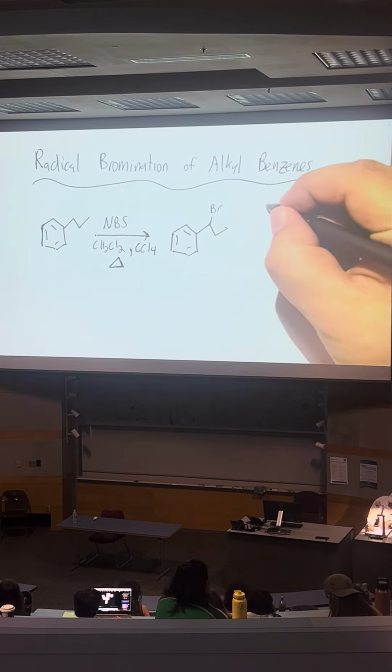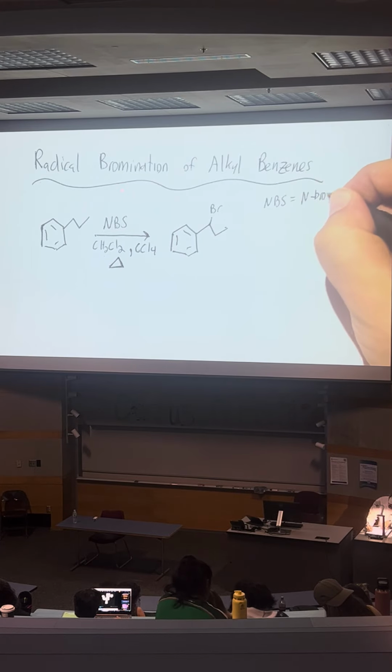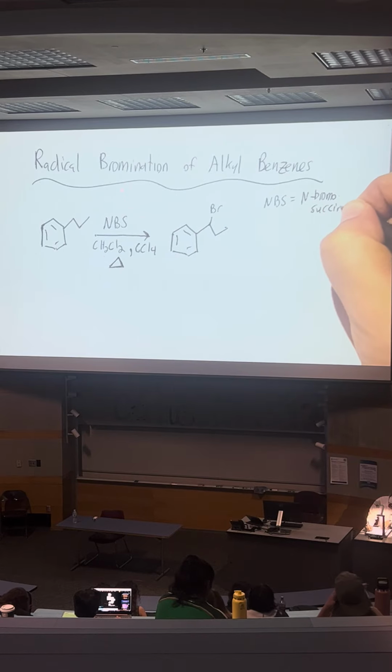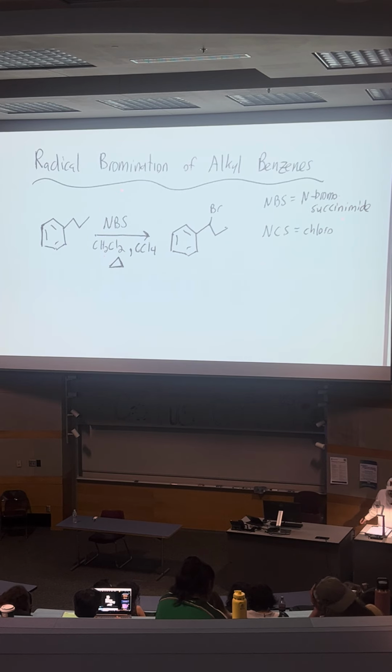Now, NBS is a special reagent, and it stands for N-bromosuccinimide. I'm going to come down this way. They also have NCS, which is the same thing except it's chloro. So you can use it to do radical chlorination.